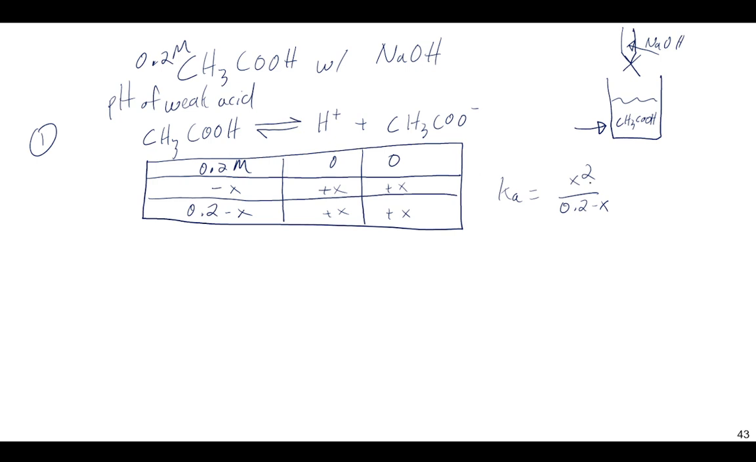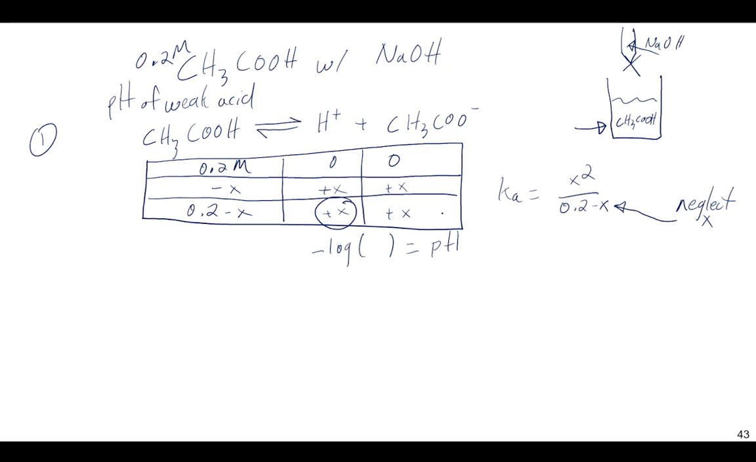Okay, and remember, you can use this neglect X rule if it's less than 5%, right, to simplify and avoid the quadratic formula. Whatever concentration you get here at the end is my H plus concentration, so negative log of that is the pH.